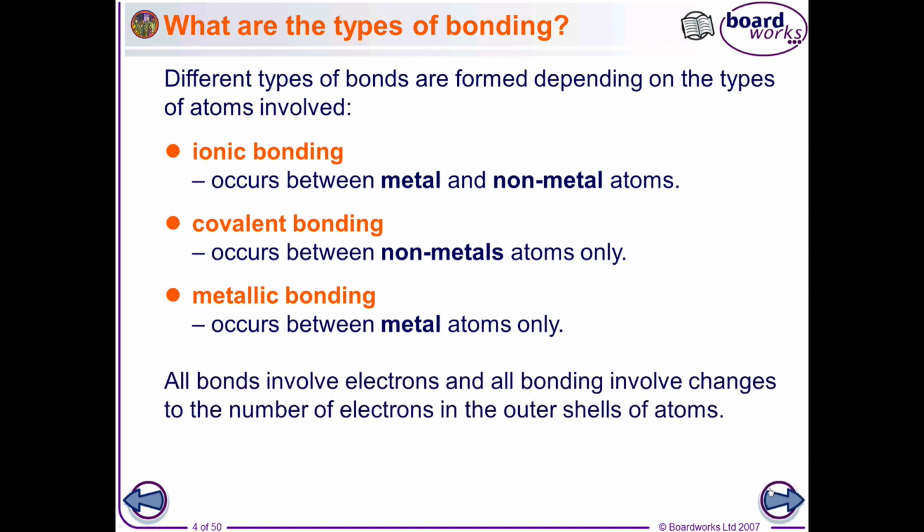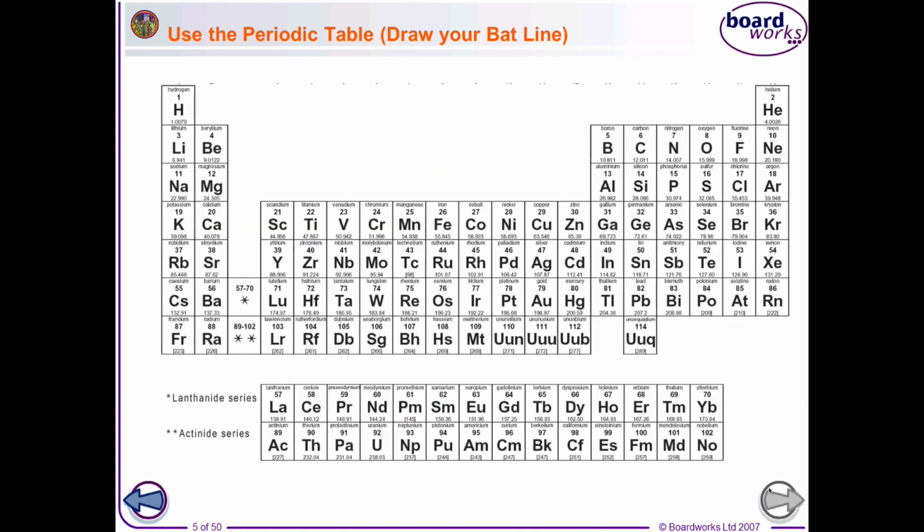Right, okay. Now, all bonds involve electrons and changes in the number of electrons. The biggest problem students get is they know what we've said on this slide, that ionic bonding is metal, non-metal, and so on. However, in the exam, you get given a periodic table like this, and how are you supposed to know which parts of the periodic table have metals and which parts are non-metals? So what you have to do is draw what we call a bat line.